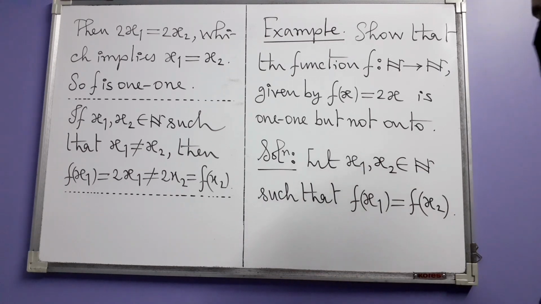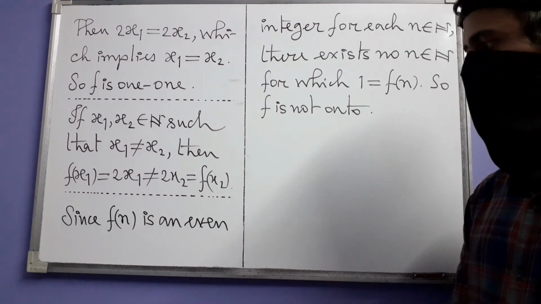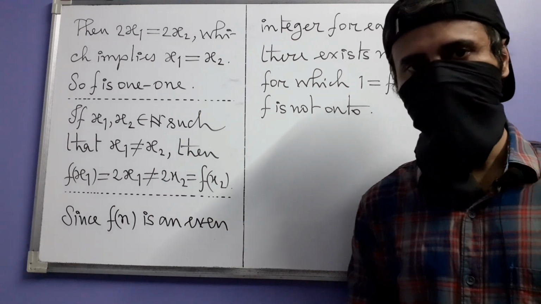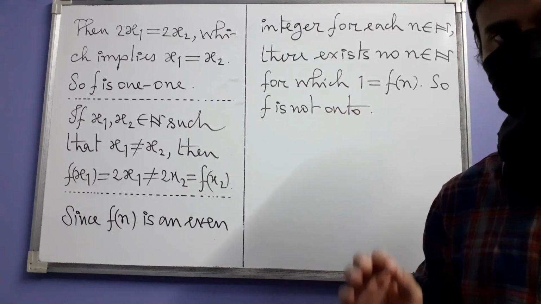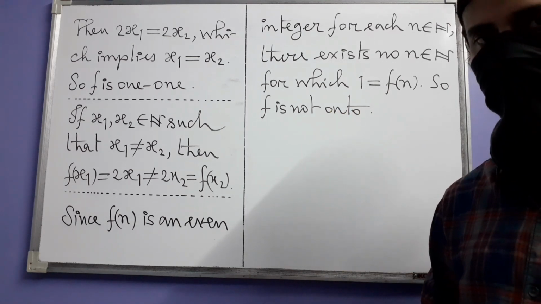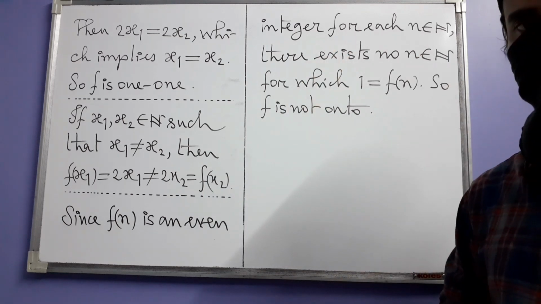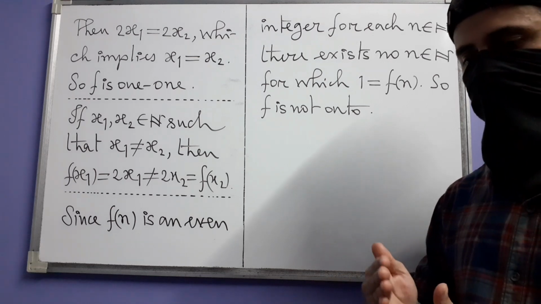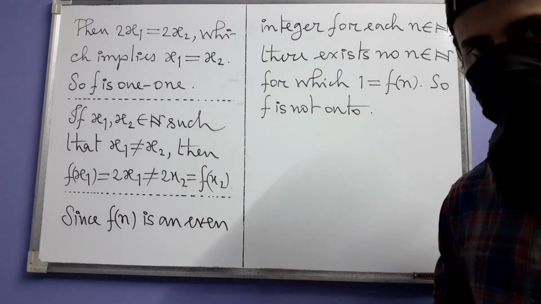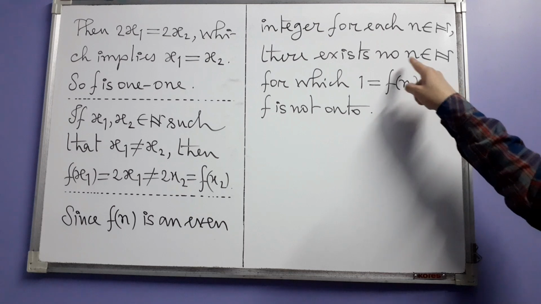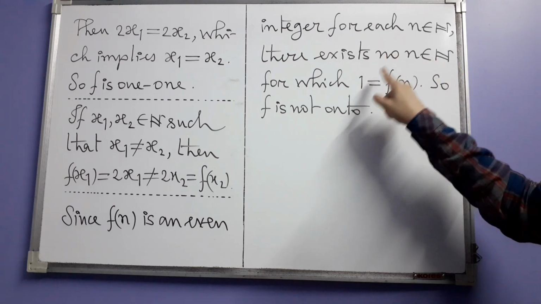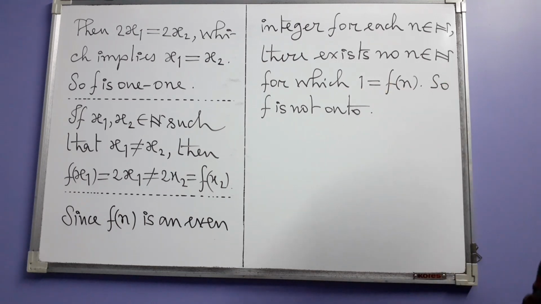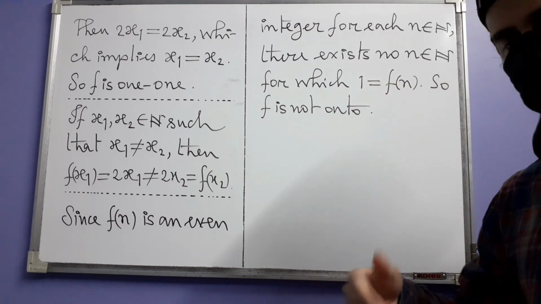Next we see how it is not onto. So lack of ontoness can be shown like this. It starts from the observation that all the outputs, all the f images of natural numbers, are even integers, because f of n is 2n. That is why no odd integer will appear as the image of anything under f. In particular, there is no positive integer n for which 1 is equal to f of n. In place of this odd 1, you can take 3 or 5 or anything.